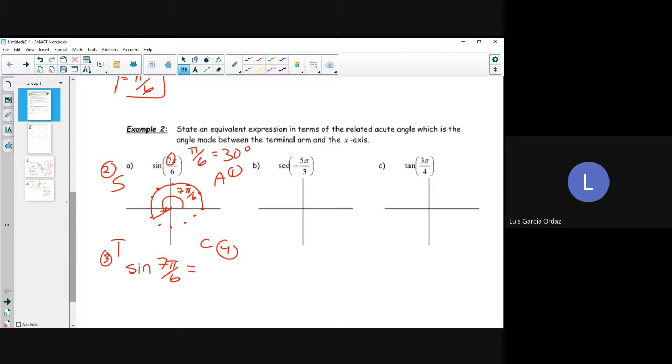Because the terminal arm is in quadrant 3, our sine is negative, and our acute angle is going to be pi over 6. Because from 0 to 180, that's just 6 pi over 6, and what's left over in quadrant 3 is just pi over 6. If you type in sine of 7 pi over 6 on your calculator, it'll give you the same thing as if you compute negative sine of pi over 6.